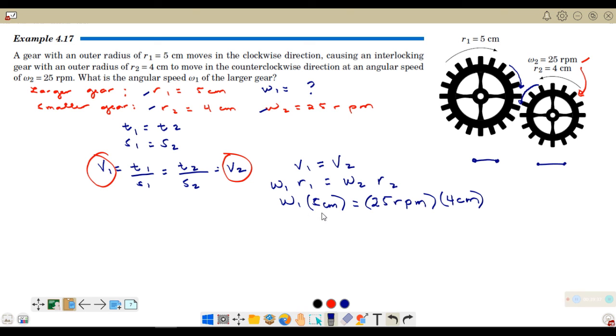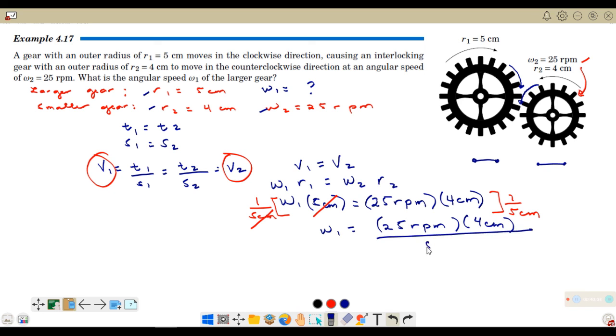So get rid of 5 cm. Let's multiply both sides by 1 over 5 cm. So here, tanggal na si 5 cm, 5 cm. And on the other side, you will end up with 25 RPM times 4 cm over 5 cm.